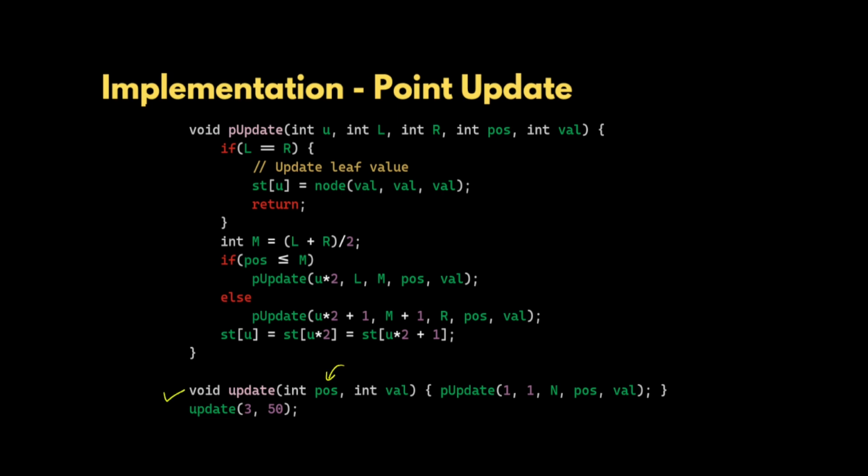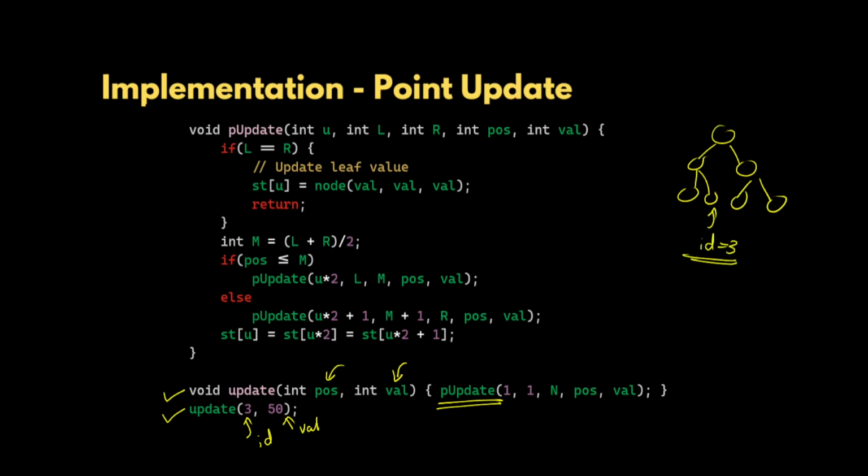For point update, we are using a utility function. We are passing it the index and the new value that we want to update it with, and we'll call it with this. So let's say the index was 3 and the new value was 50. This will in turn call the main function inside the segment tree class. In the same way, let's say we have a segment tree which looks like this. Sorry, this leaf node will store the value for index 2 and this will store for index 3.